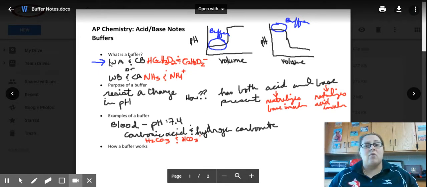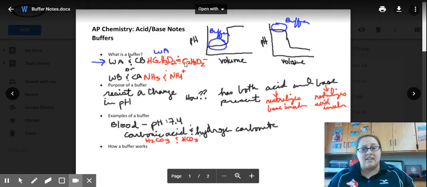An example of a weak acid with its conjugate base is acetic acid, which is HC2H3O2. That would be your weak acid component, and C2H3O2 minus is the conjugate base because it's what is left over after an H plus has been given off. So if I have both of these components floating around in a solution, then I have a buffer.